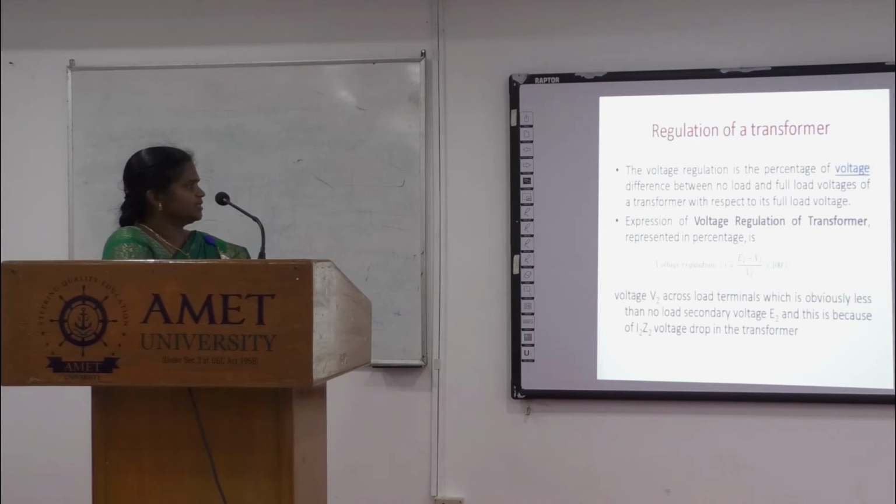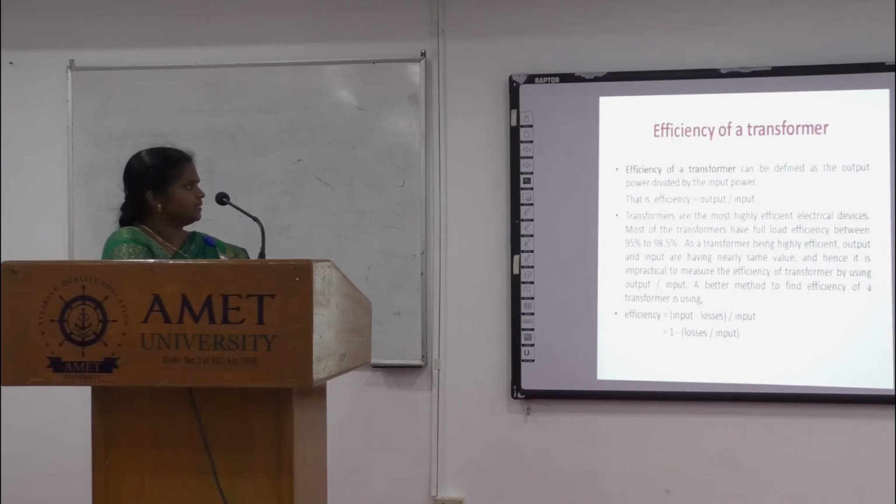Here the voltage regulation in percentage is (E2 minus V2) by V2 into 100, where V2 is the voltage across the load terminals when the transformer is under loaded condition, and E2 is the voltage across the secondary terminal when it is under no load condition. Usually this loaded voltage will be less than the no load voltage because of the I2 R voltage drop in the transformer.